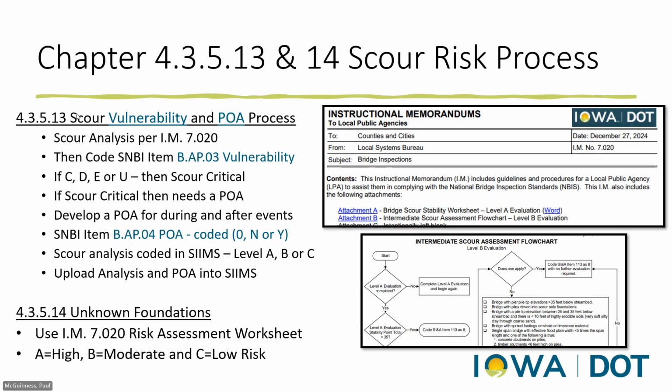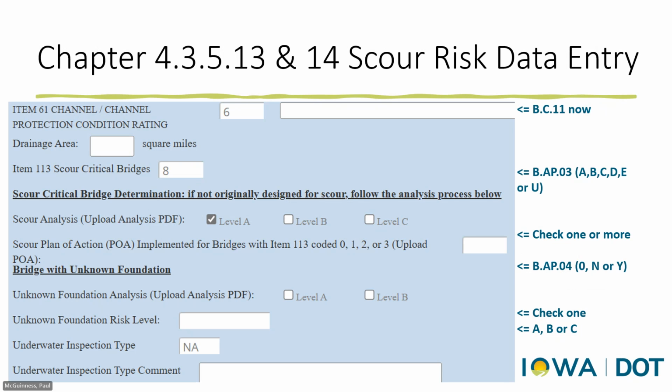And next slide. All right, for recording this in SIMS, old item 61 is now BC11, again with the new coding requirements for that based on the observed conditions. And the descriptions in the new guide are different from the old one, so you need to pay attention to that. Scour Critical, again, that has been updated to the ABCD type format as we were just discussing.